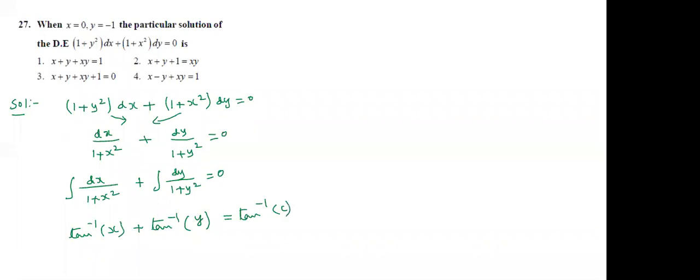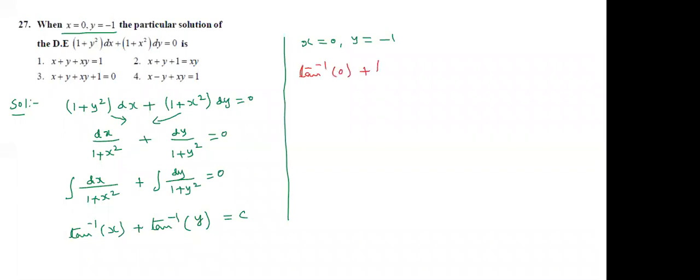Tan inverse of c, or otherwise you can write only c, no problem. There is no issue. I am writing c. But here x is equal to 0 and y is equal to minus 1 given. So by using those values, we want to find the c value, because see the options, there is no c. We want to eliminate that. Now I am taking x value 0. See, tan inverse of 0 plus tan inverse of y, that is minus 1, that is equal to c.